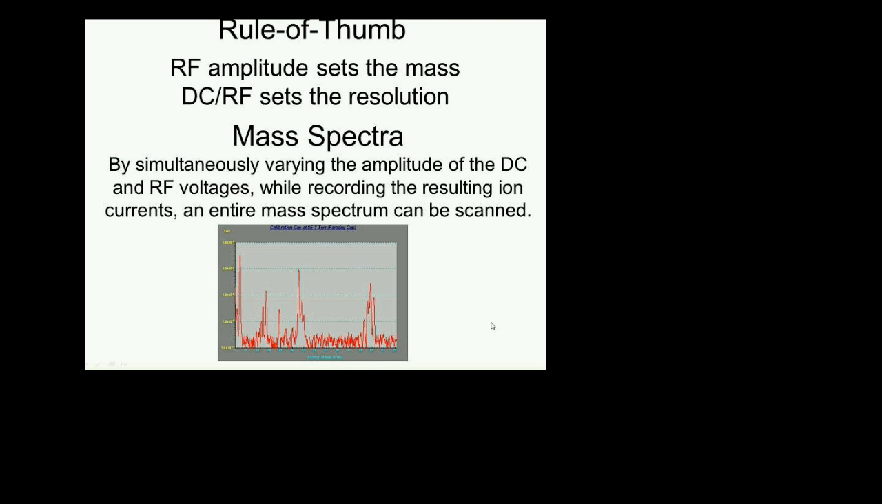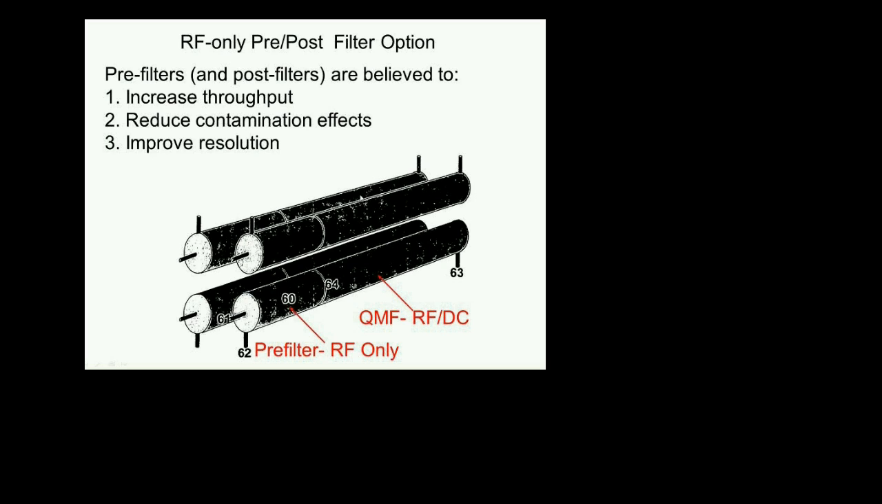I go into a lot more detail on these when we have a full class. Today, we could spend all day talking about this. But the bottom line is that by simultaneously varying the amplitude of the DC and the RF voltages while recording the ion currents, an entire mass spectrum can be scanned that looks like this. On the x-axis is the mass, and on the y-axis is the ion current for each one of those ion signals that are coming out.